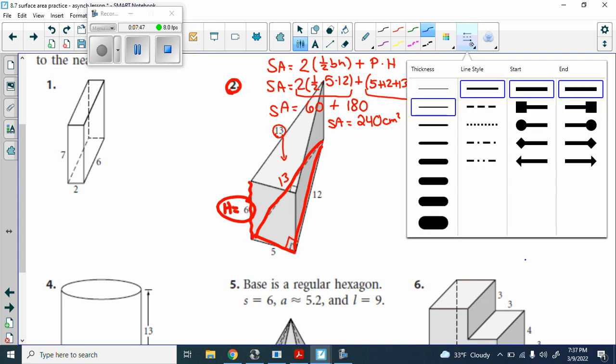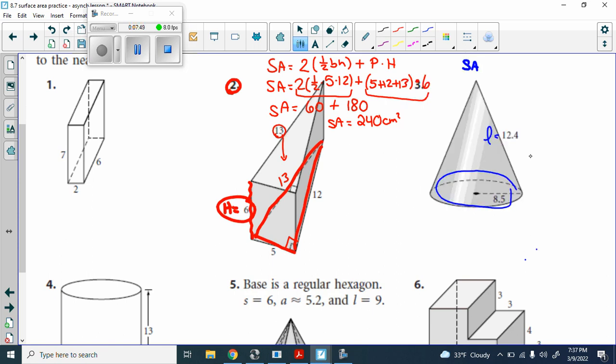Surface area is now just one base area, but it's always going to be a circle, so a single pi r squared plus pi r L. That's half the circumference times the slant height. This one's pretty easy to use. There's not a lot of info you need. So let's just plug in 8.5 for our radius. Don't forget to square it here.